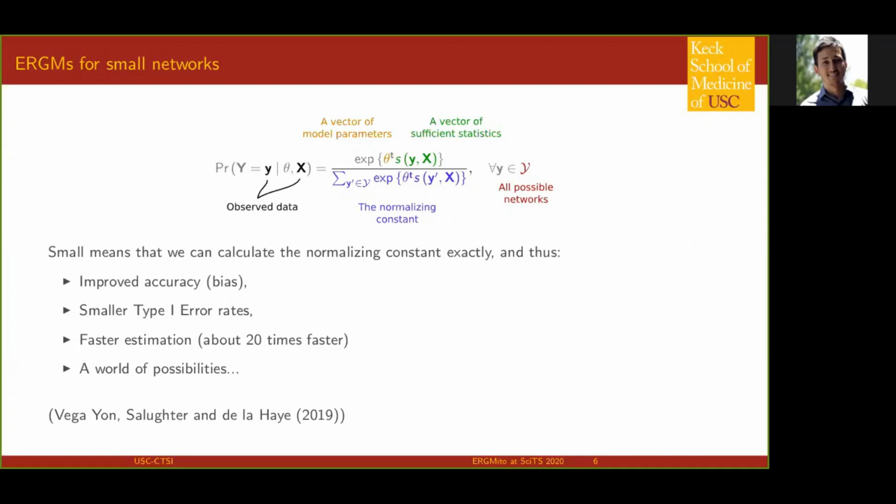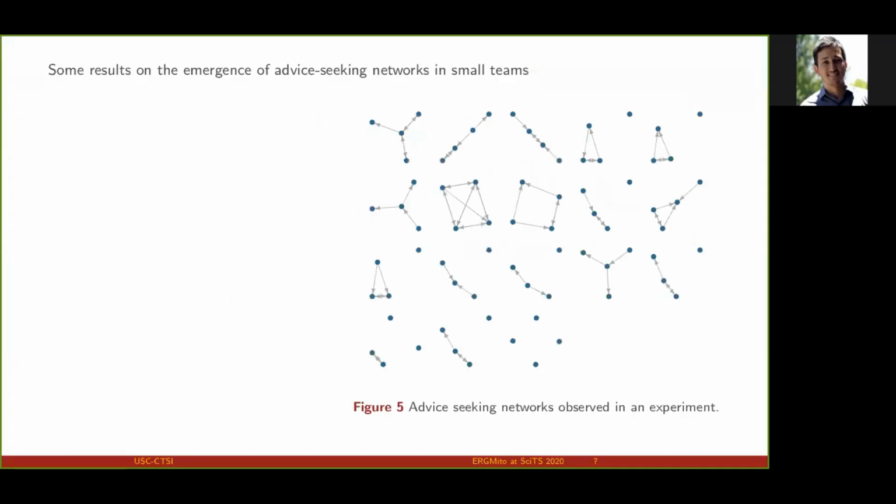Now, to show you what we can do with this, we apply ERGMs, and in particular ERGMitos, to analyzing the emergence of advice-seeking networks in small teams. This figure shows a set of small networks that we obtained from a lab experiment, in which we invited individuals to our lab and assigned them randomly to small teams of 4 to 5 people. Each team was asked to perform a set of tasks, and after that we analyzed the advice-seeking network of each team, meaning that if we observe a tie here, it means that this individual asked for advice from these other individuals.